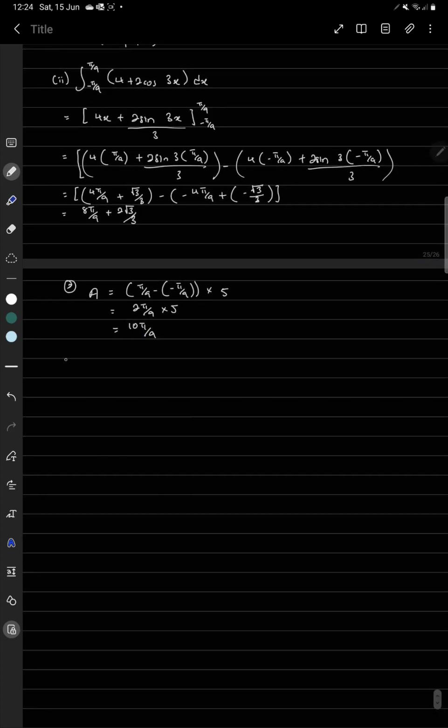Now let's finalize this. We want to find the area of the shaded region. That's going to be the area under the curve, which is the first step that we did, minus the area of the rectangle, which is the second step that we did. So we are going to write down 8 pi over 9 plus 2 root 3 over 3 minus 10 pi over 9. Then we are going to get 2 root 3 over 3 minus 2 pi over 9. And that's your final answer. All right.